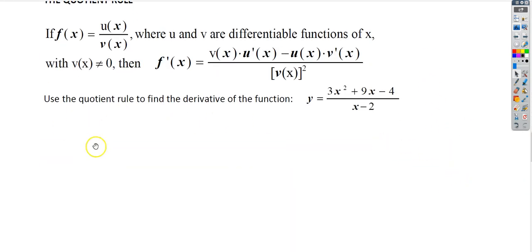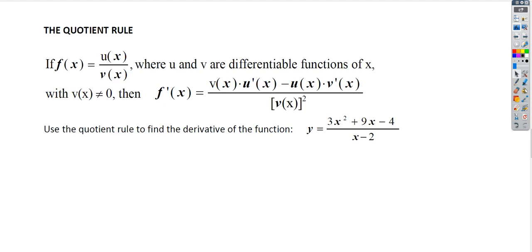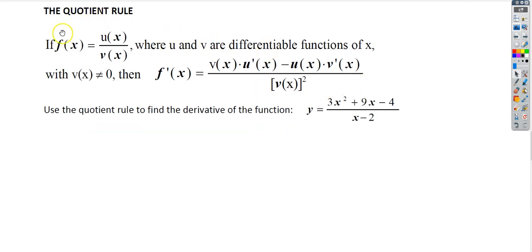Okay, the quotient rule. So the quotient rule is just if you have two polynomials and you're going to be dividing. And of course, the bottom can't be 0. If you notice, this is just exactly like the multiplying, except it's a subtract instead of multiply. And then we have this bottom. So the quotient rule to do this one.